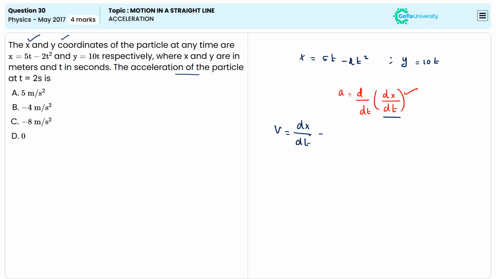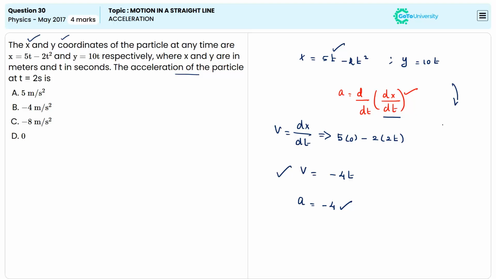When we are calculating dx over dt, when we are differentiating 5 and when we are differentiating t square, it will be 0 and 2t, right? So velocity will be equal to 5 minus 4t. But the question here is about acceleration. Again, we have to differentiate the velocity with respect to time. So it will be negative 4. So this is the value of acceleration in terms of x coordinate.